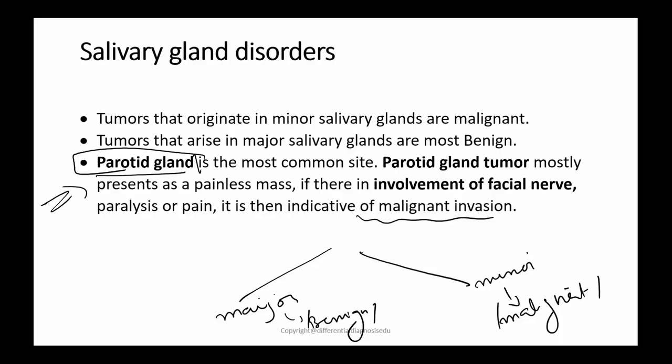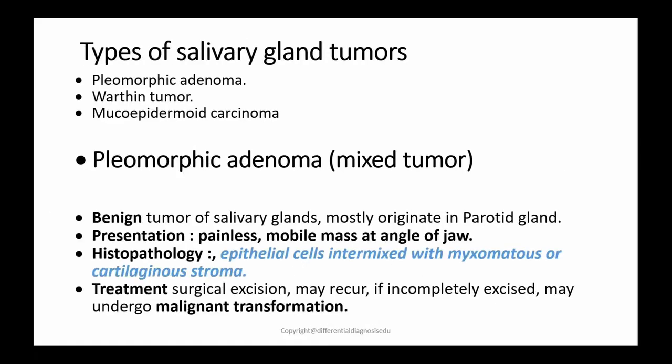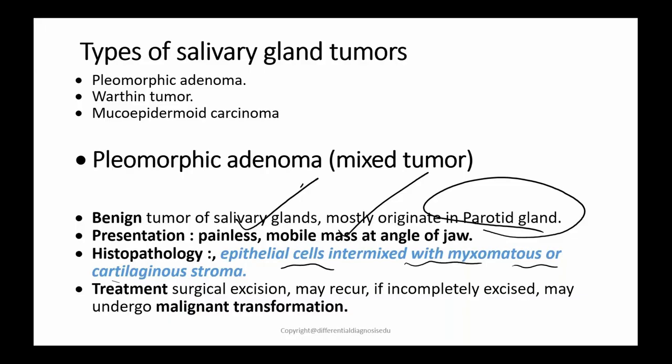Now, what are the different types of salivary gland tumor? Number one is pleomorphic adenoma, a benign, painless tumor of the parotid gland. On exam, you will find a mobile mass at the angle of the jaw. In histopathology, you have to remember epithelial cells mixed with myxomatous or cartilaginous stroma. Having cartilaginous stroma is easy to remember, as it's one of the few tumors with it. Treatment is surgery.